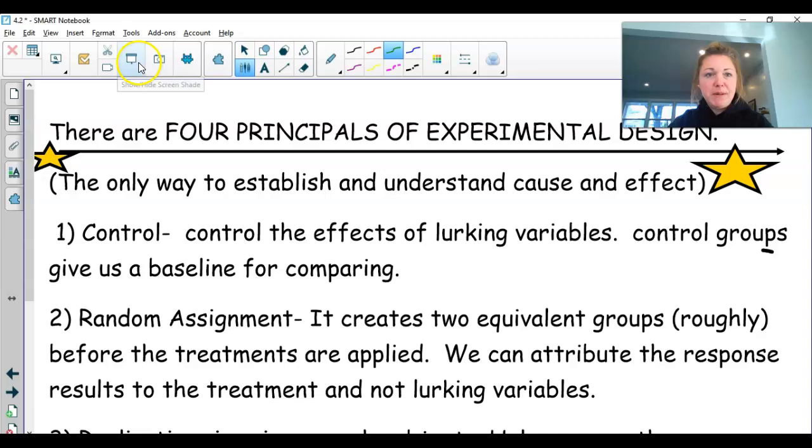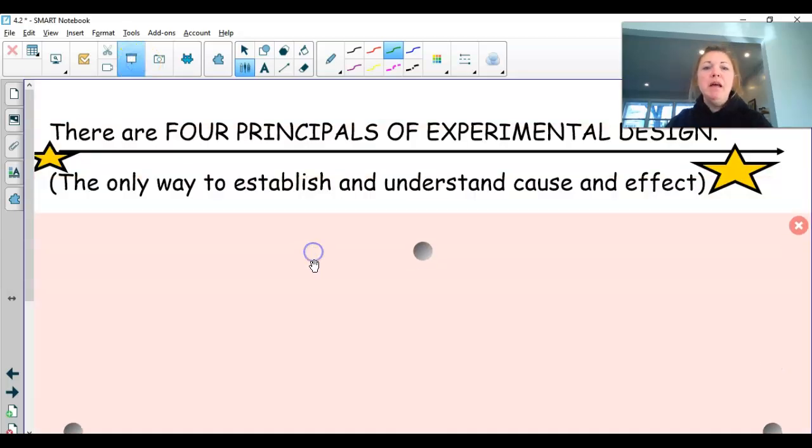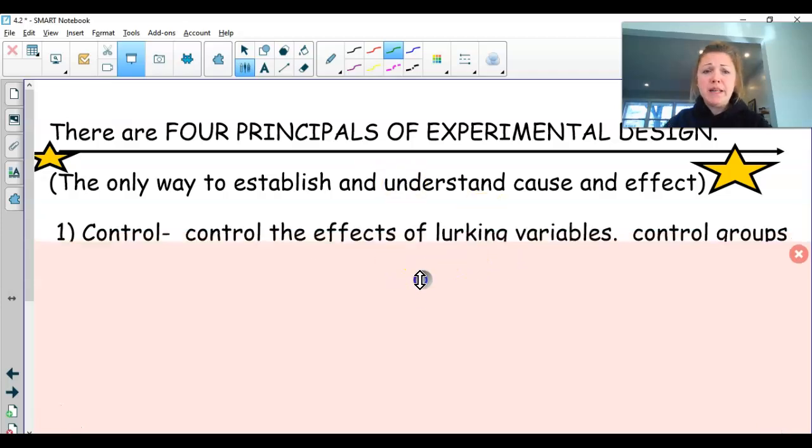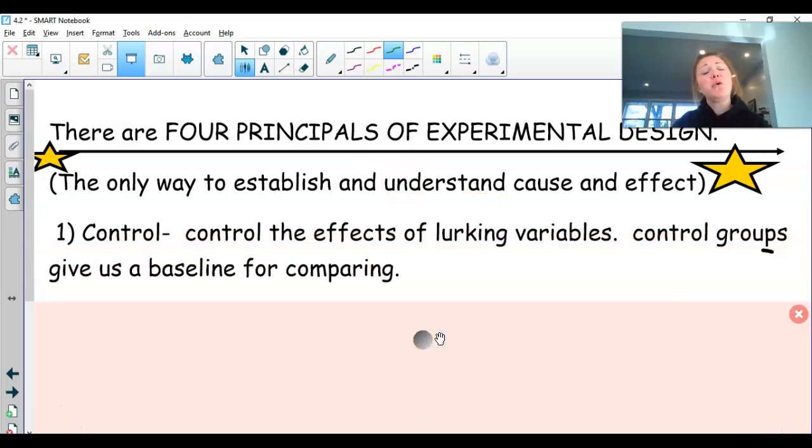There are 4 principles of experimental design. And remember, experimental design is the only way to establish or understand cause and effect. We cannot do it through an observational study. Please write these down. Number 1, control. We want to control the effects of lurking variables. Control groups also give us a baseline for comparison.